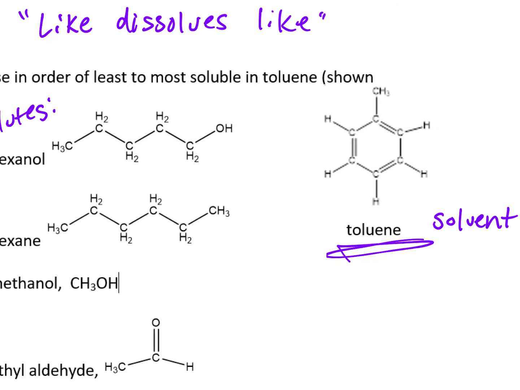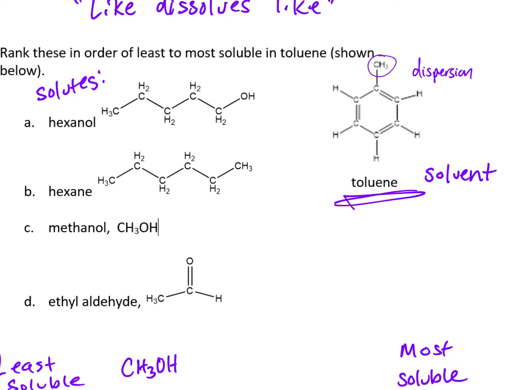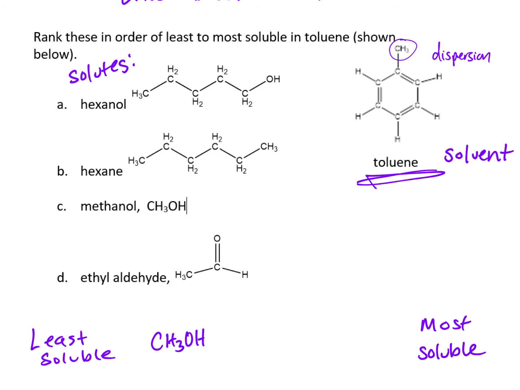Toluene is made up of carbon and hydrogen. Those are carbon-hydrogen bonds arranged in a ring. And then this is what we call a methyl group. So it's carbon with 3 hydrogens. But all of that goes to say that there are no dipoles, so no dipole-dipole interactions, and no hydrogen bonding. So this only has dispersion. Everyone clear with that?